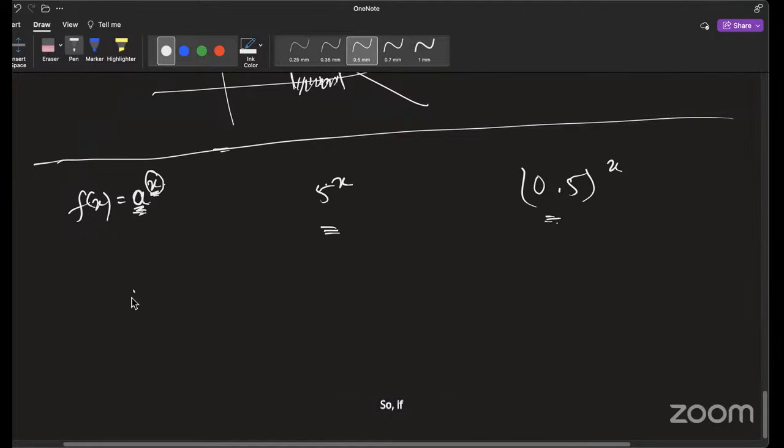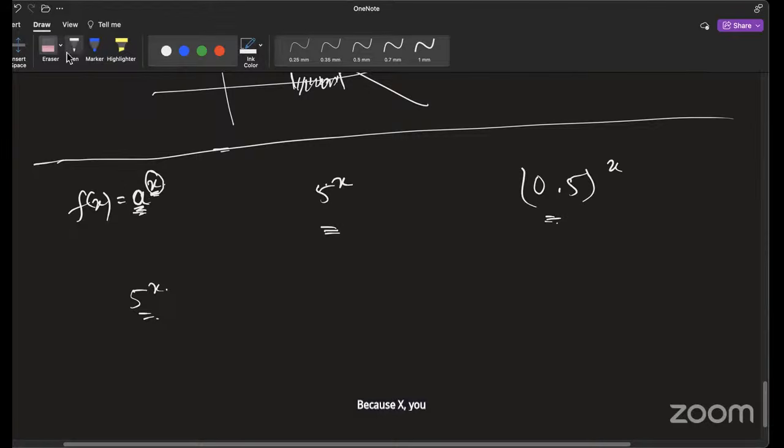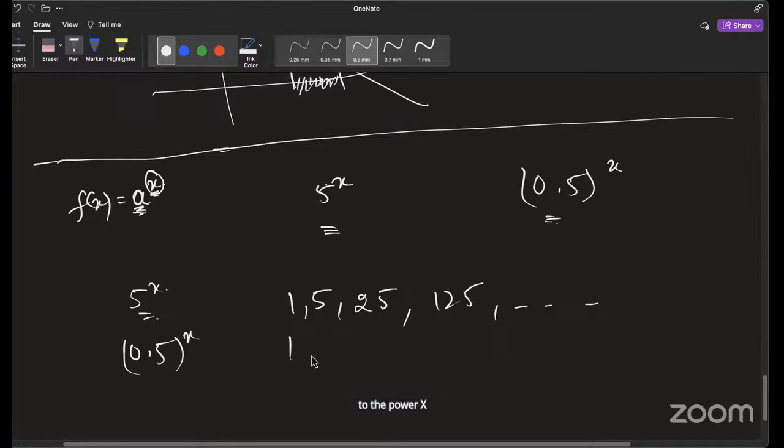So if you look at 5 to the power x, let's just come to this one. We're not doing the 0.1 power, 0.2 power and all of that, because x, you can take anything, right? 5 to the power 0 is 1. 5 to the power 1 is 5. Then you will get 25 at 2, and then 125, and so on. And then for 0.5 to the power x, you're going to get 1 first, then 0.5, then 0.25, then 0.125, and so on. That means this is an increasing thing, right?